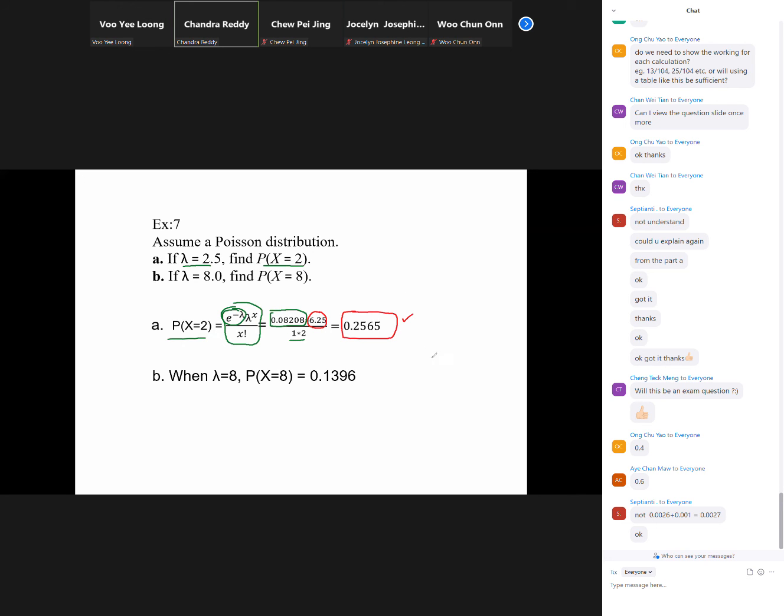0.2565. Similarly, when lambda is 8 and the probability of X is equal to 8, you can apply the same formula. When you calculate, the answer will be 0.1396.